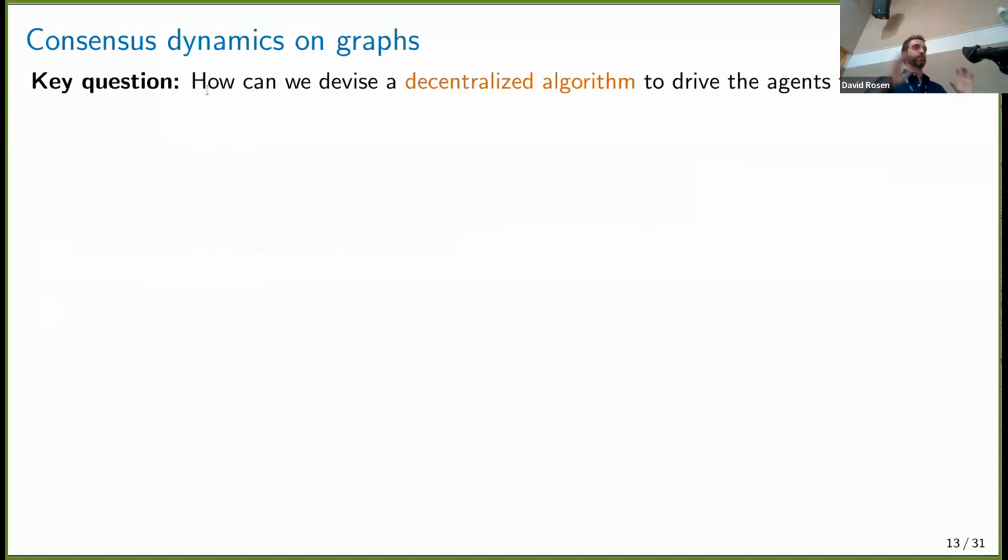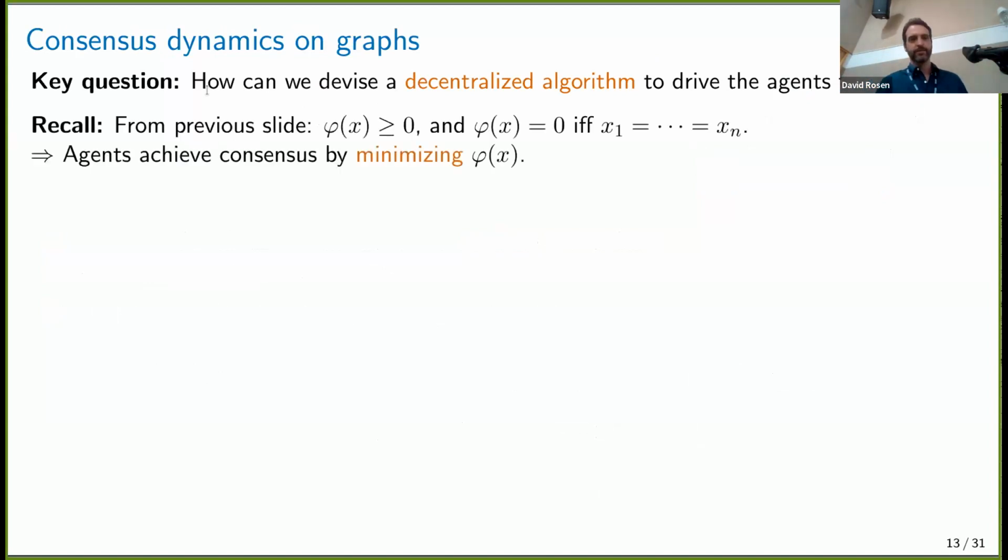Okay, so given that background then, one of the first questions that we might want to ask is, we've said before that we want all the agents in this network to agree on a common value. Can we write down a set of dynamics, let's say, on this graph that will cause that to happen? And so what we just showed on the previous slide is that I've got this function phi. It's always non-negative, and it takes the value 0 if and only if that vector value X is in the span of the all ones vector. That is, if and only if all these agents have the same value.